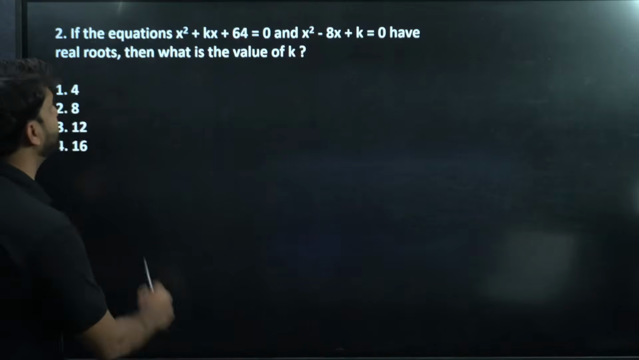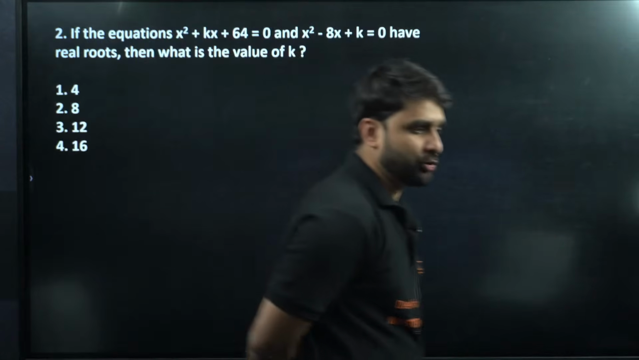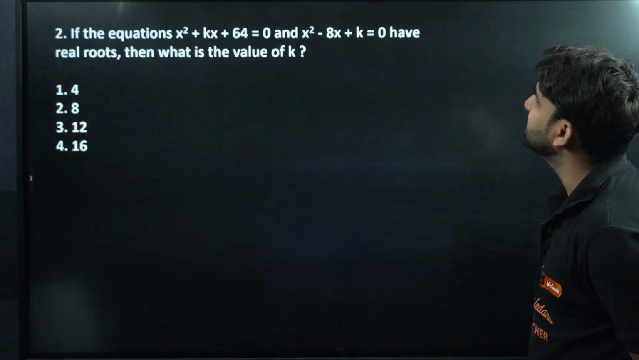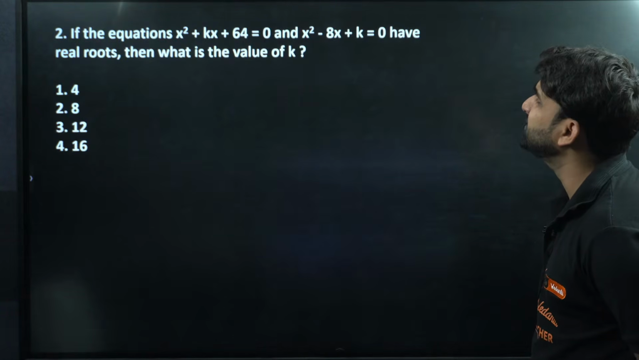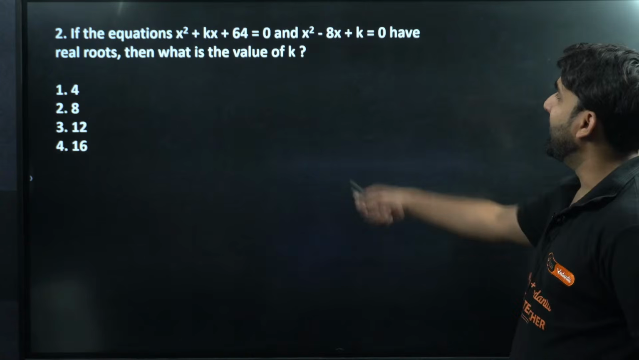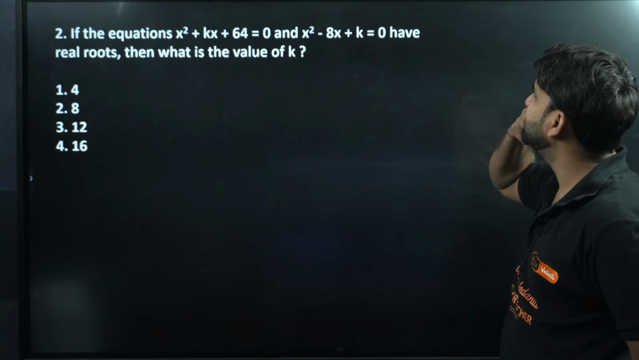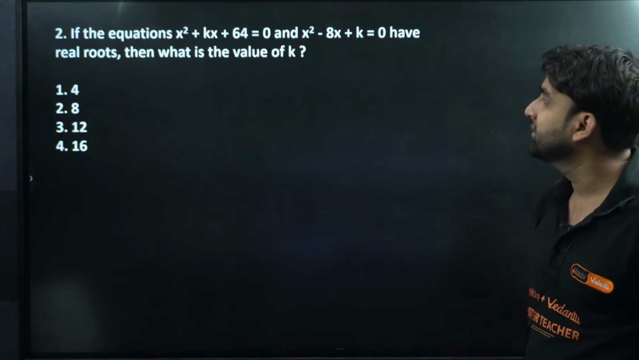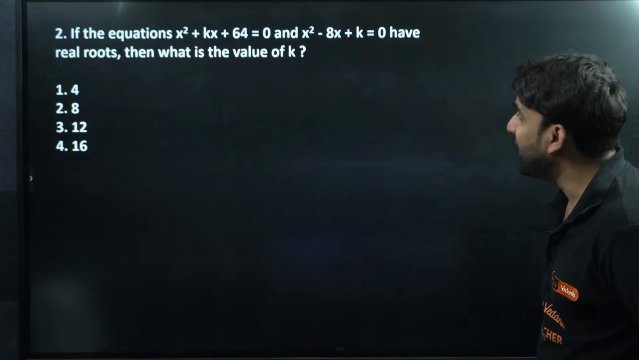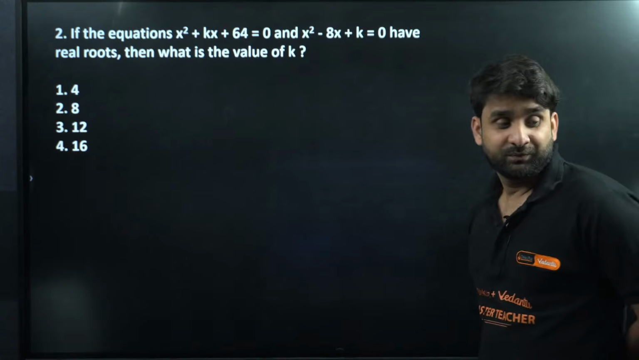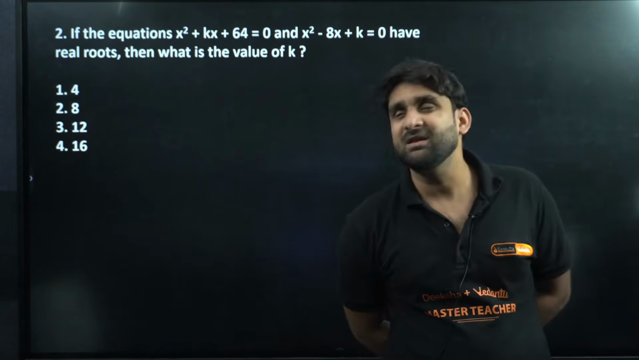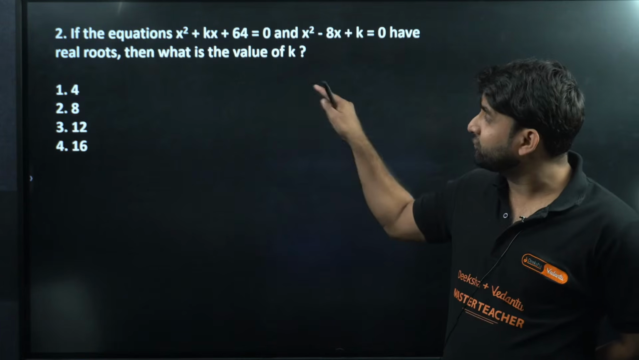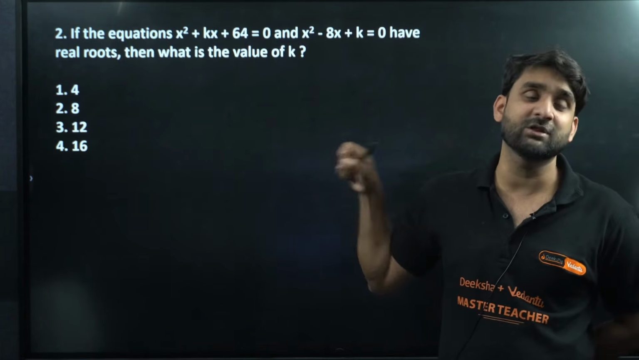Okay, moving to next question. Look at question number 2. If the equations x square plus kx plus 64 is equal to 0 and x square minus 8x plus k is equal to 0 have real roots, then what is the value of k? My dear, some student may be thinking this question is very easy, but if you will be solving this question, there is little trick in this question.